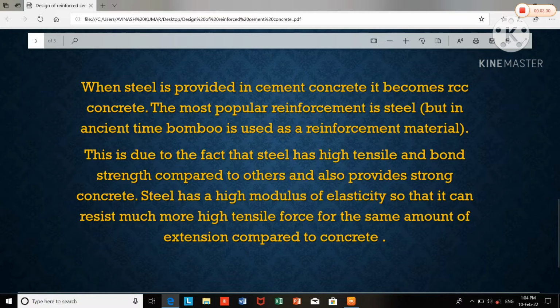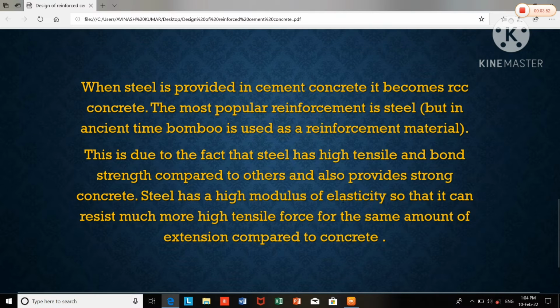This is due to the fact that steel has high tensile strength and bond strength compared to others, and also provides a strong concrete. Steel has high modulus of elasticity, so that it can resist much more high tensile force for the same amount of extension compared to concrete.